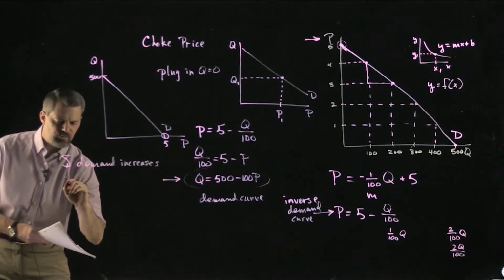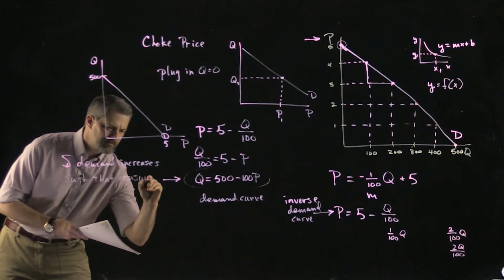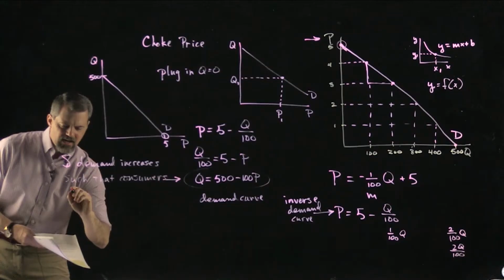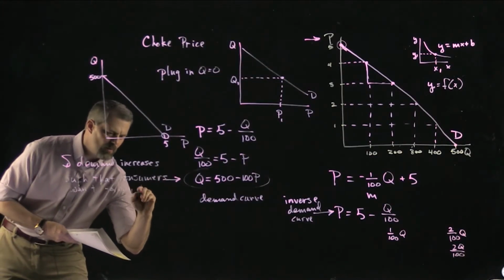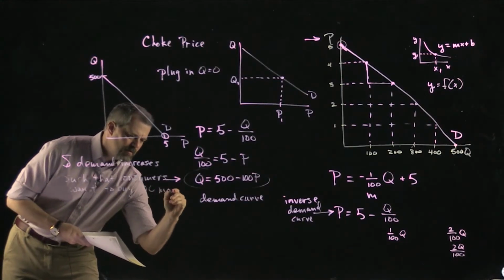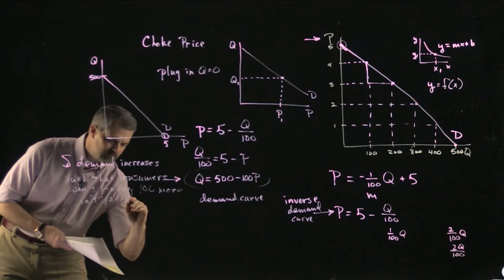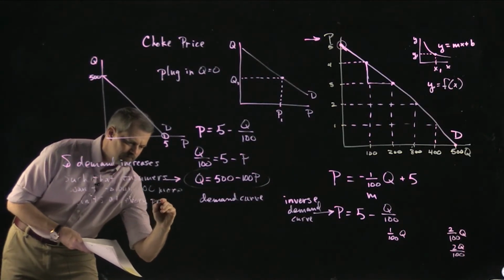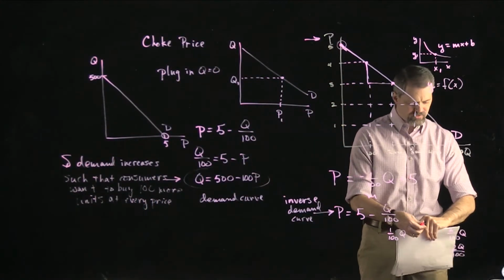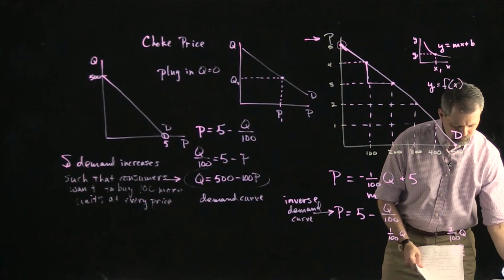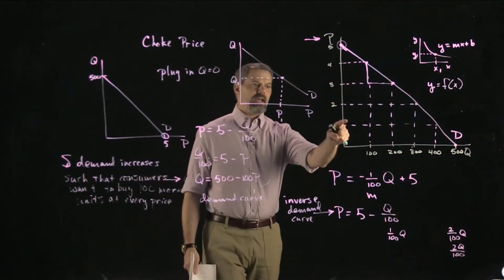such that consumers want to buy 100 more units at every price. Demand increases such that consumers want to buy 100 more units at every price. So let's think about what this looks like actually in this picture.